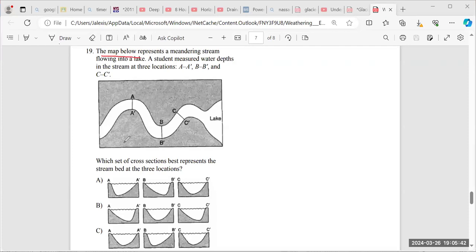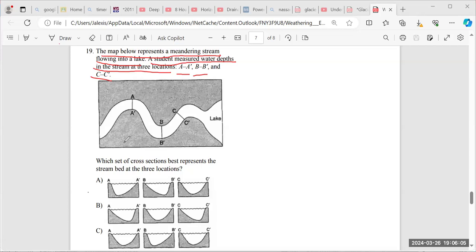19, the map below represents a meandering stream flowing into a lake. A student measures water depths in the stream at 3 locations, A to A prime, B to B prime, and C to C prime. Which set of cross sections best represents the stream bed at the 3 locations?